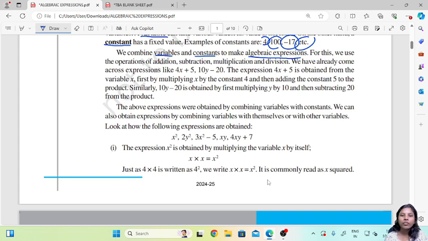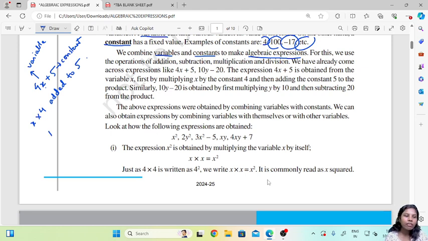Now let's look. We have already come across expressions like 4x plus 5. So now 4x plus 5, how did we get it? The expression 4x plus 5 is obtained from the variable x. So we have 4x plus 5. This x over here is the variable and this 5 is the constant. So some variable x is multiplied by 4 and then it is added to 5, or 5 is added to it.